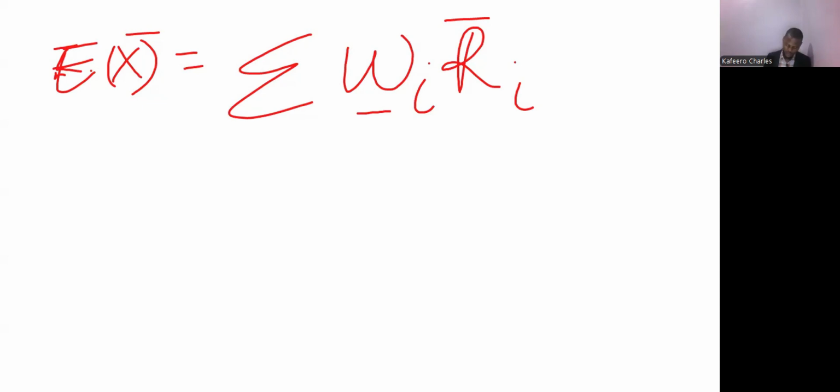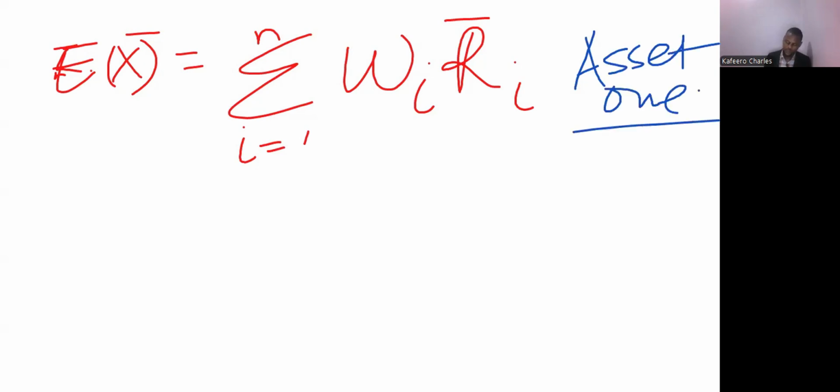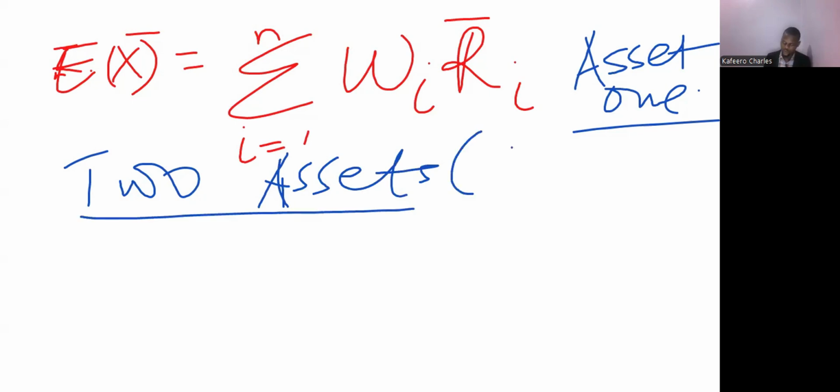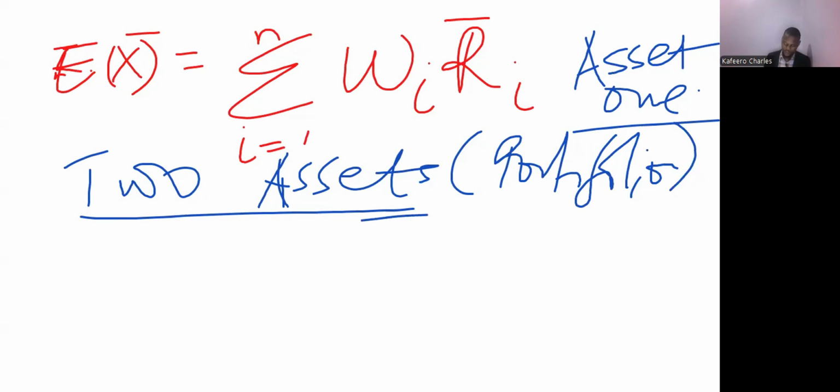Of course, you can also just put I equal to 1 per n. But now, since this was for only one asset, once we are dealing with 2 assets, or what we call a portfolio, the formula changes slightly.